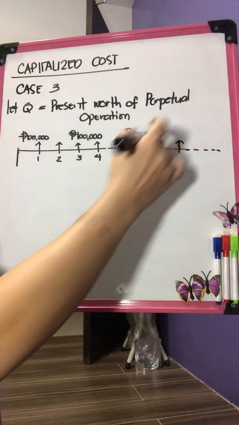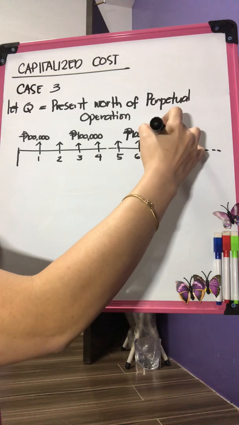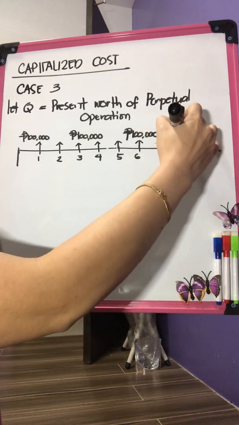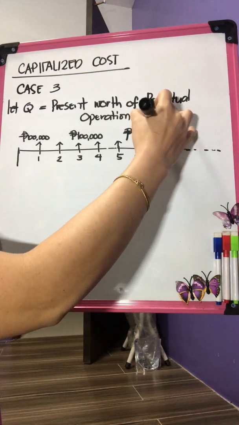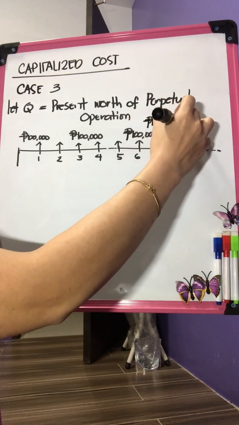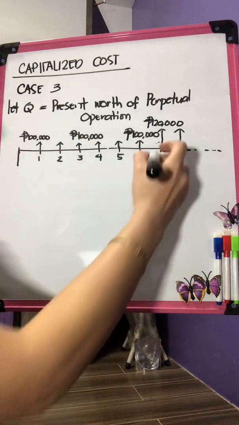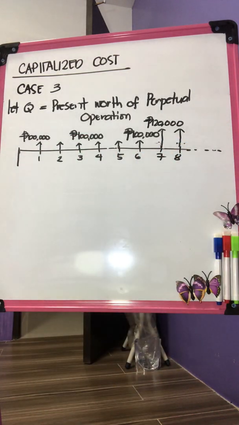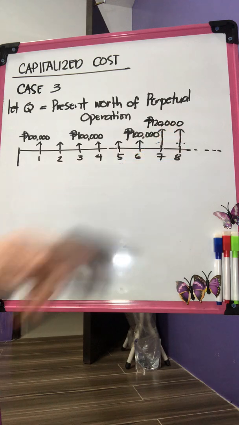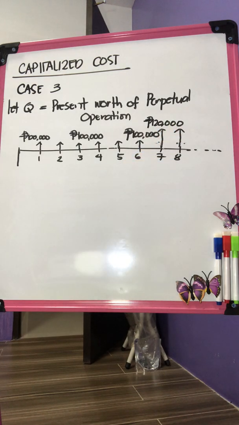So, eto naman, nagre-require naman ito ng another 100. After 6 years daw, magre-require na siya ng 120,000. Thereafter, so every year yan, 7th year, 8th year, and so on. So, hindi natin yan alam kung hanggang kailan. So, as long as siguro ginagamit mo yung ating research laboratory, magre-require siya ng 120,000 na cost for operation or operating expenses natin.